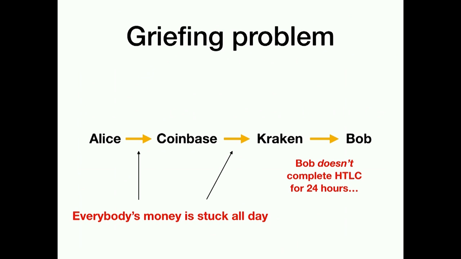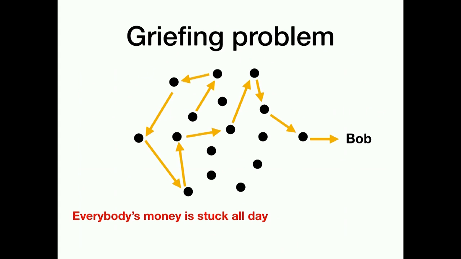And this doesn't necessarily look that bad. Look, maybe Coinbase and Kraken, they got a lot of money, they can sort of wait it off, but this doesn't have to be just a two-hop payment. This could be just a 20-hop payment. And Bob could have constructed this path specifically in order to mess with everybody that he wants to mess with along the line. And this is a way that someone could take down the Lightning Network, only locking up like one of their own Bitcoin for about 24 hours, but causing 20 times that amount of loss because it happens on every hop of the path along the way.